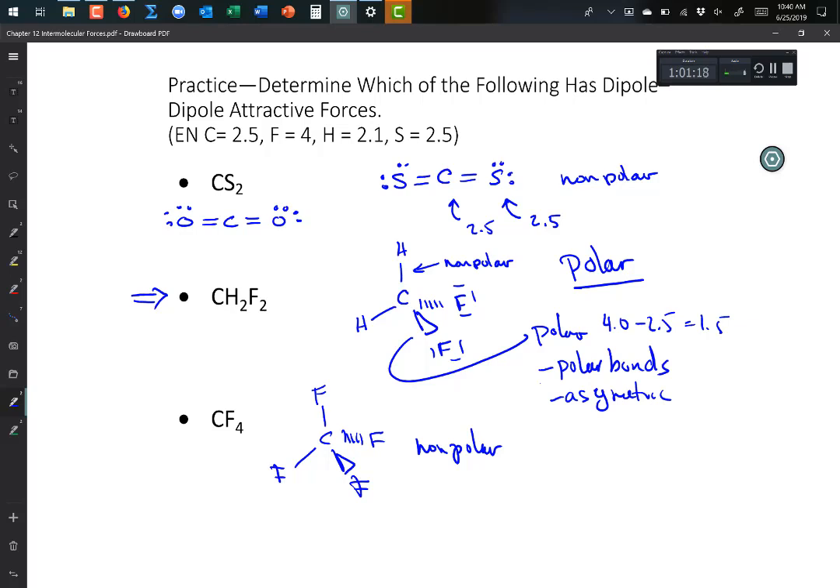The bonds for CO2: electronegativity of oxygen is 3.5, carbon 2.5. So the bonds are polar. There's a difference in electronegativity of 1.0. That molecule, polar or nonpolar? Bonds are polar, but you notice how the molecule is symmetric? So it's nonpolar. Okay? Bonds are polar, but the symmetry means that you have equal negative charge on the left side and the right side.